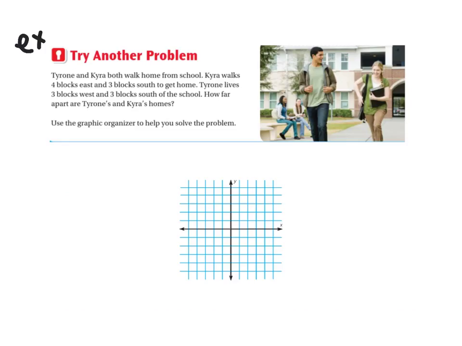Okay, so here we have a little couple, Tyrone and Kyra, and they're both walking home from school. Oh, how cute. Now, Kyra walks 4 blocks east and 3 blocks south to get home. So she's walking to the east and south. Tyrone lives 3 blocks west and 3 blocks south of the school. Now, how far apart are Tyrone and Kyra's homes?